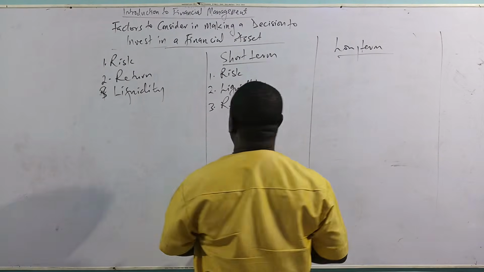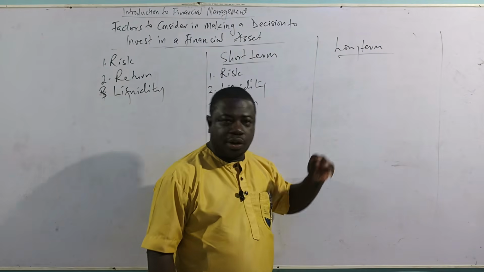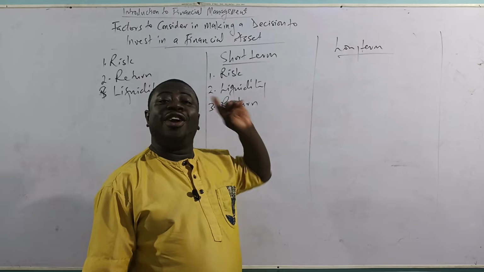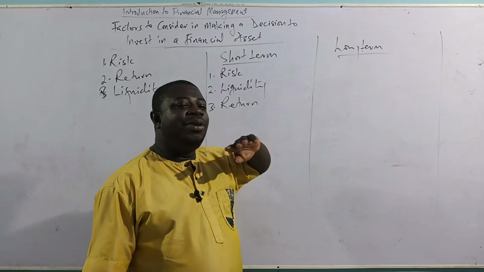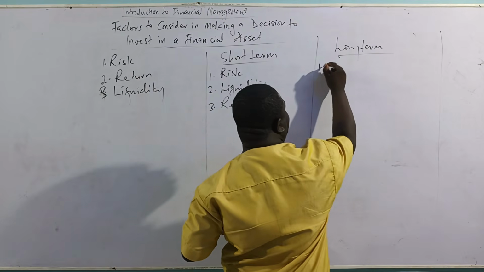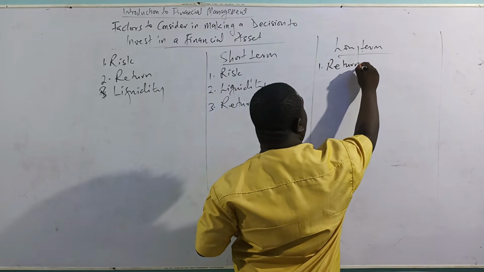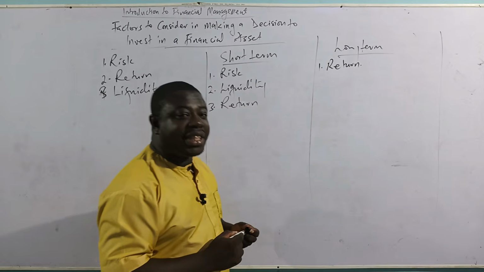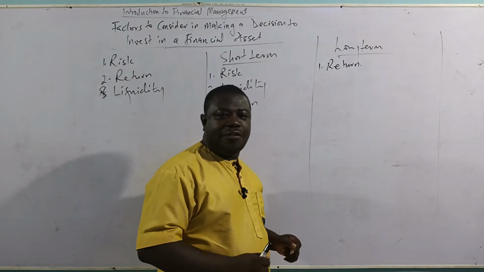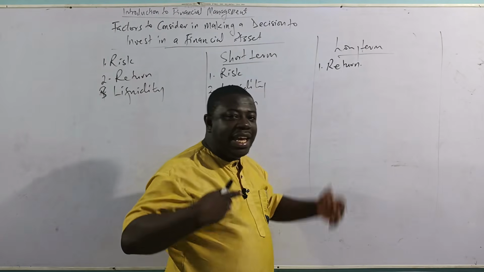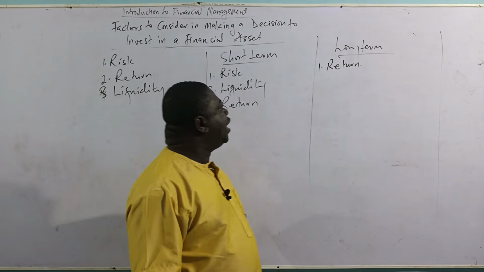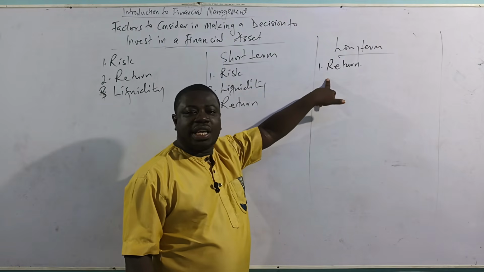Now, let's come to investments in a long-term asset, the factors to consider in order of importance. In the long term, nobody really cares about liquidity now. In the long term, the most important thing to us is the return, because I cannot put my money into a financial asset for 10 years and not care about how much I will gain after 10 years. So in the long term, everyone is more concerned about the return.